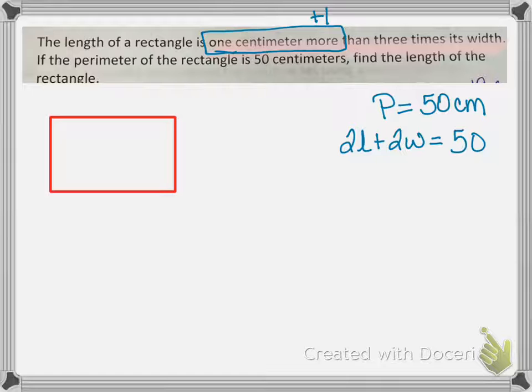Now I want you to write 3 times its width. How do I represent 3 times its width? I'm going to give you about 10 seconds. Okay. 3 times its width is 3W. Now you are going to put that together, and what does that represent? The length. Good. So I want you to put 3W and plus 1 together, and I want you to identify one of the sides of the rectangle as the length.